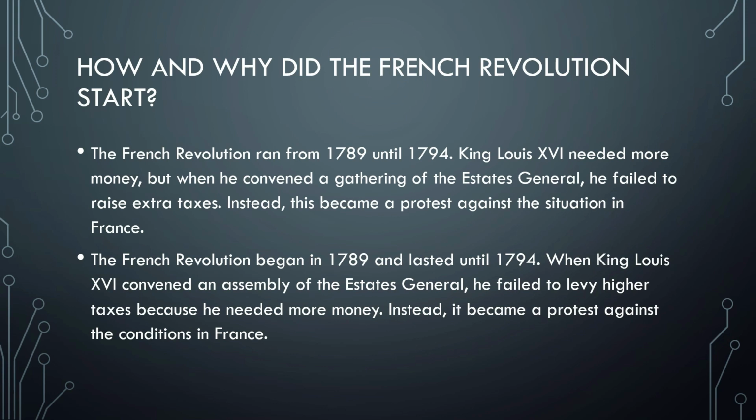How and why did the French Revolution start? The French Revolution ran from 1789 until 1794. King Louis XVI needed more money, but when he convened a gathering of the Estates General, he failed to raise extra taxes. Instead, this became a protest against the situation in France, and that is why the French Revolution began.